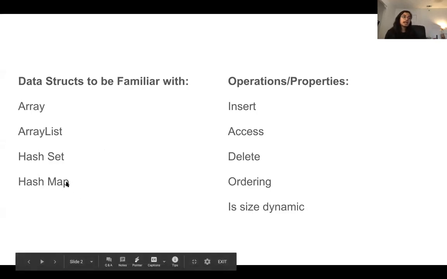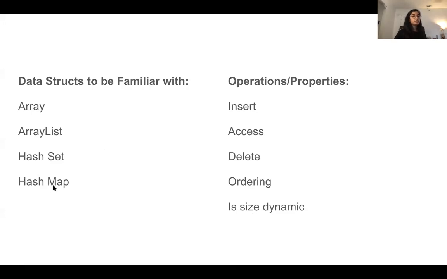Something unique to hash maps as compared to hash sets is that you can have more than one value matching to a key. So you can have a key point to a list of things. For example, if I wanted to keep track of all the students with the name Nisha, for example, right?